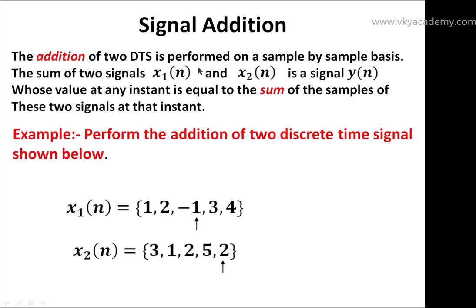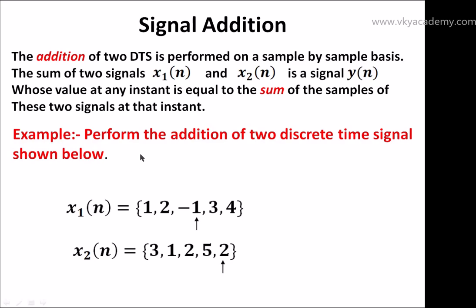So the first operation is signal addition. The addition of two discrete time signals is performed on a sample by sample basis. I'll tell you what exactly sample by sample basis means. The sum of two discrete time signals, let us say the first signal is x1[n] and the second signal is x2[n], is a signal y[n] whose value at any instant is equal to the sum of the samples of these two signals at that instant.